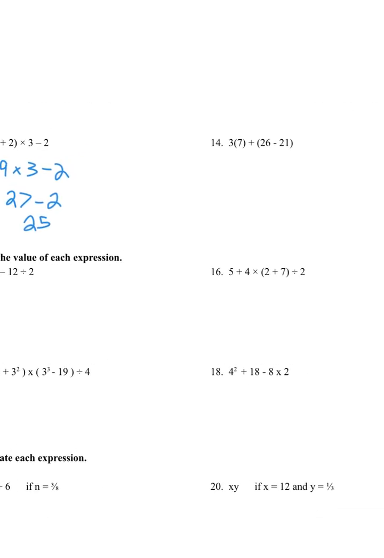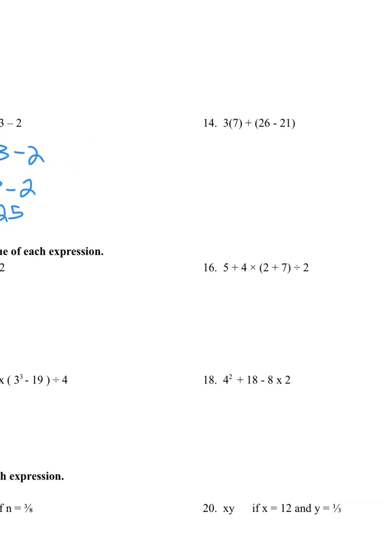Number 14. Let's take a look at our parentheses over here. This parentheses just means multiply. So we're going to do the parentheses on the right side first. So 26 minus 21 is going to be 5. Okay. Then we can do our multiplication on the left. 3 times 7 is going to be 21. So we get 21 plus 5, and you're going to end up at 26.